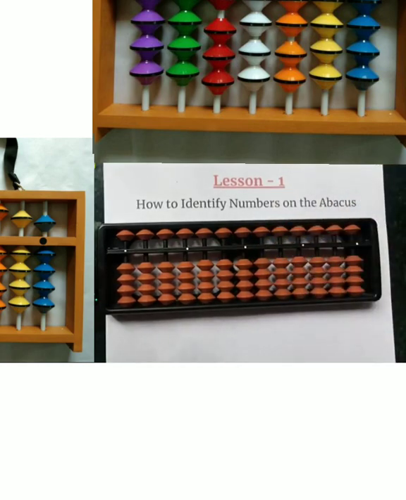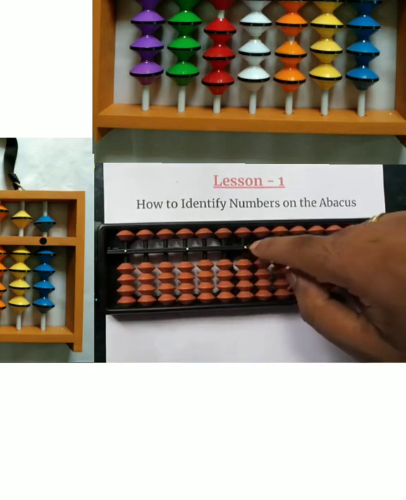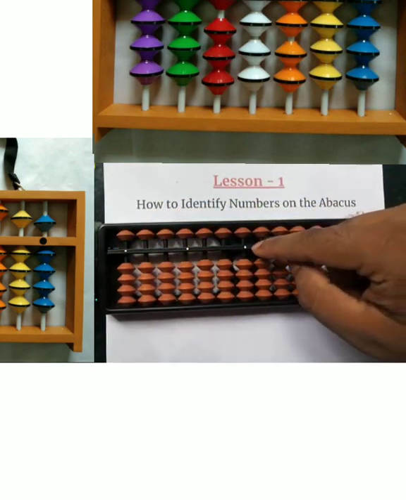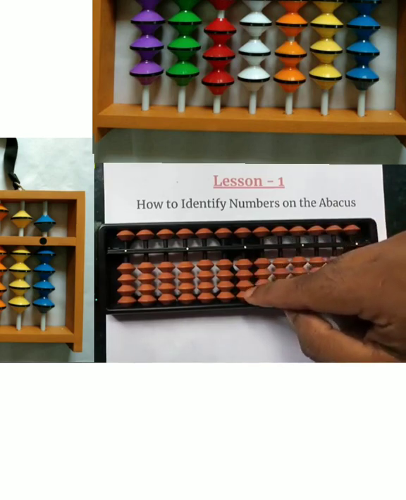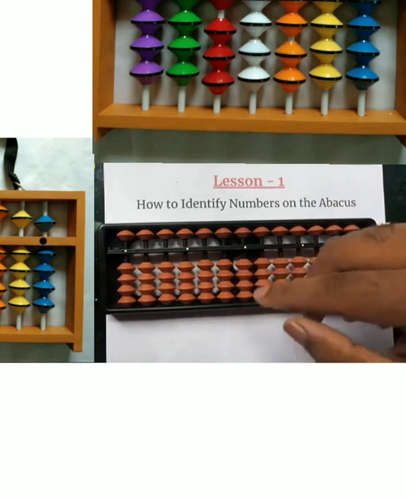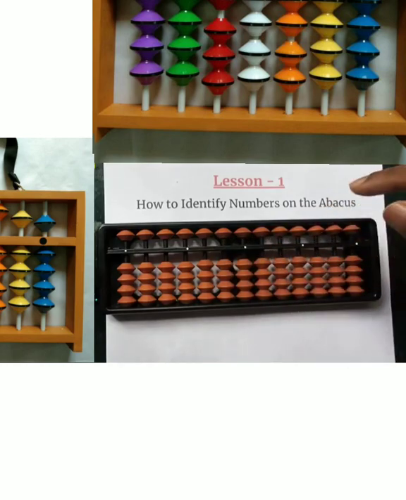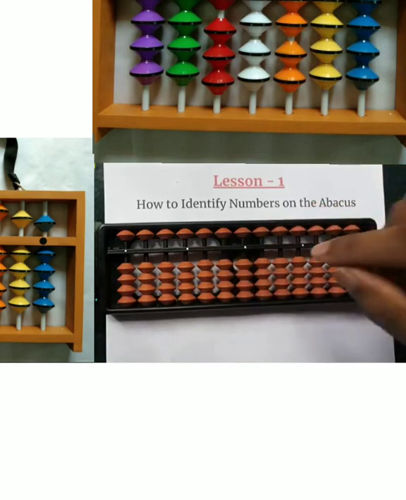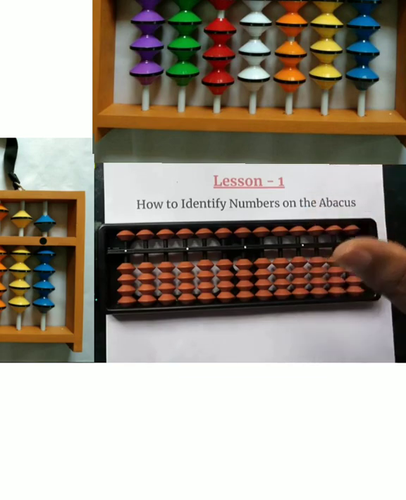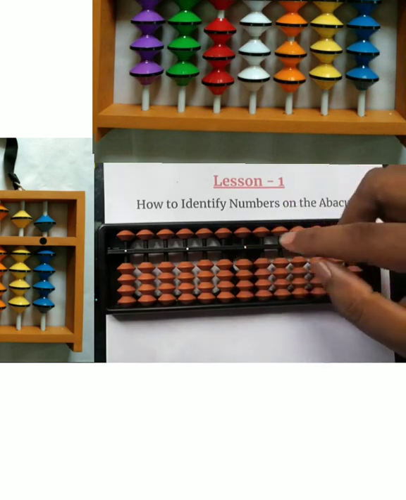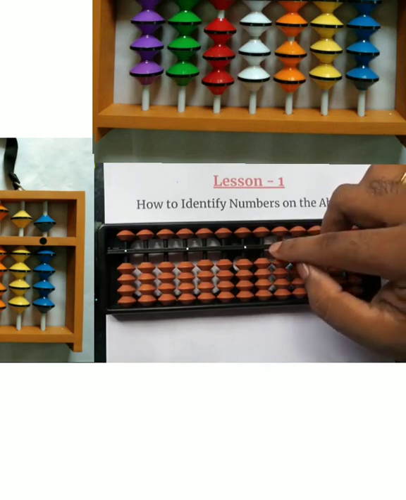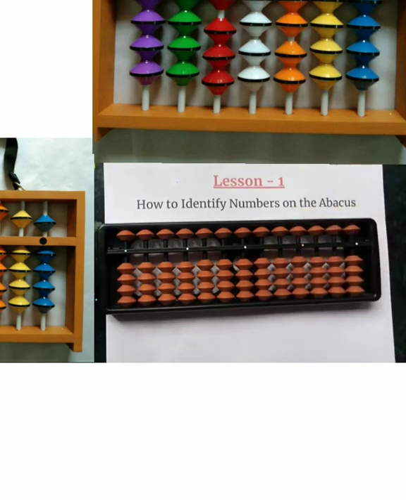Now using these 5 beads, we will be representing numbers from 0 to 9 on each rod. Whenever the upper beads are away from the bar and lower beads are also away from the bar, that is, lower beads are on the lower side and the upper beads are on the higher side, the number represented on the abacus is 0. As of now, none of the beads are touching this middle bar, so the number on the abacus is 0.